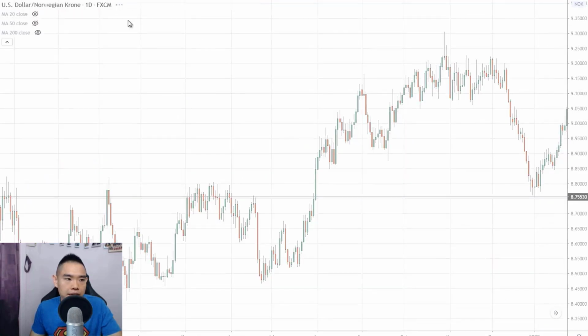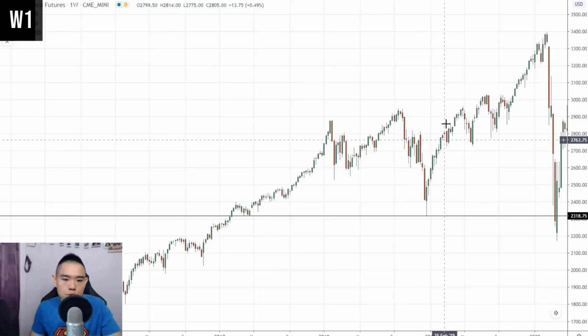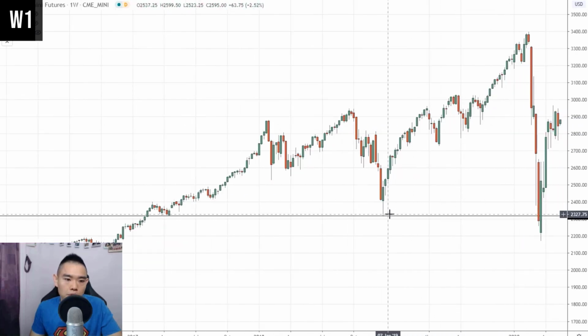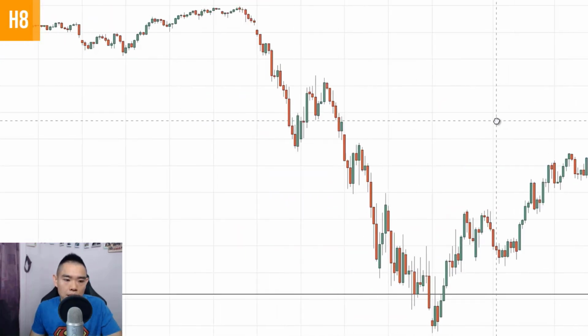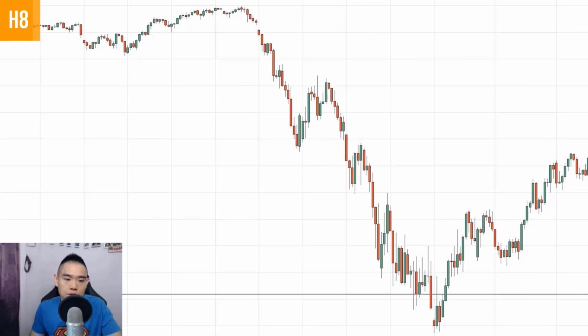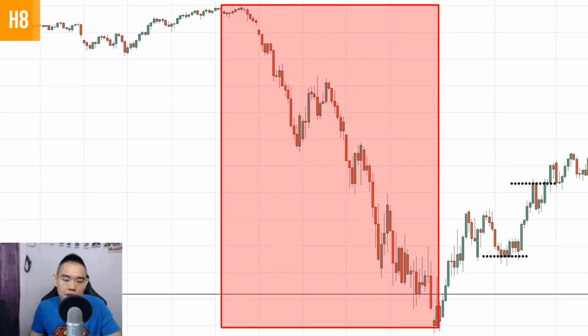How about something familiar? The ES. Same thing again. Earlier you saw that there was a false break setup on the ES on the weekly time frame. If you go down to the 8-hour time frame, you can see that over here we have another break of structure. Over here, a series of lower highs, lower highs, lower highs. At this point, you have a higher low, and when the price breaks out of this high, you have a higher high and higher low, and this has broken the prevailing price structure. So this is another break of structure on the S&P 500.